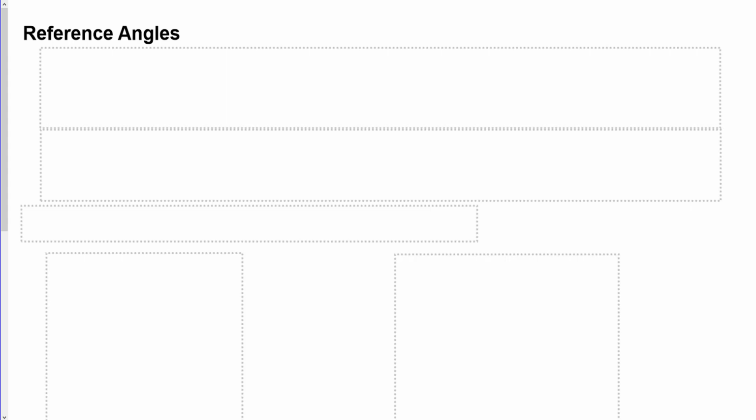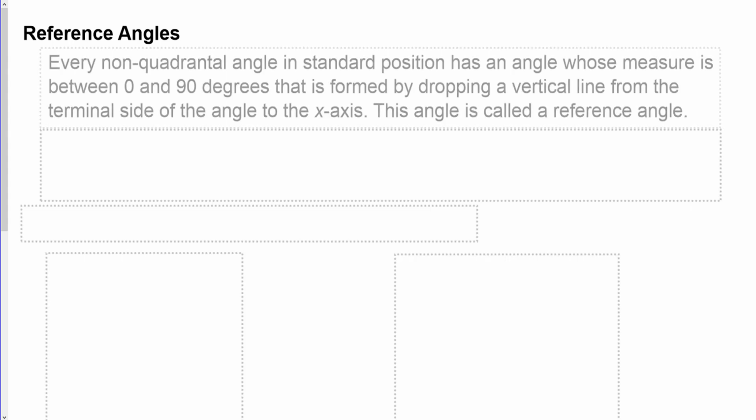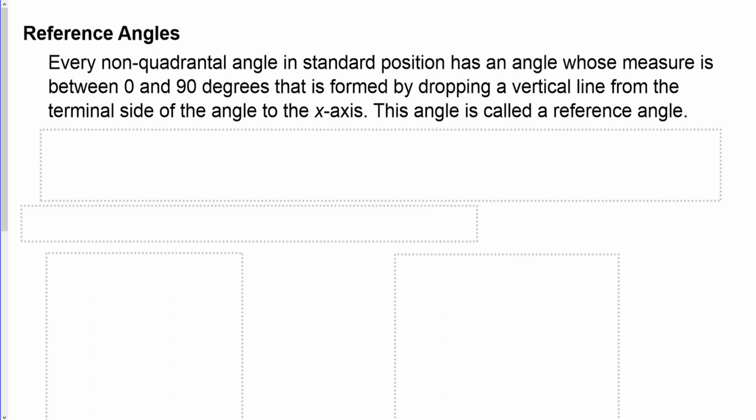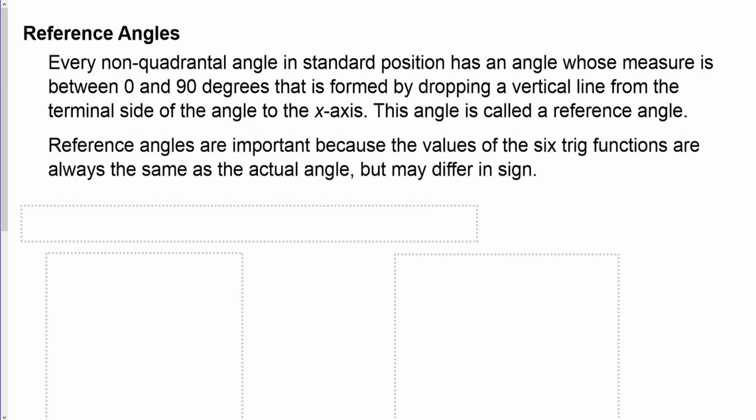Reference angles. Every non-quadrantal angle in standard position has an angle whose measure is between 0 and 90 degrees that is formed by dropping a vertical line from the terminal side of the angle to the x-axis. This angle is called a reference angle. Reference angles are important because the values of the 6 trig functions are always the same as the actual angle, but may differ in sign.